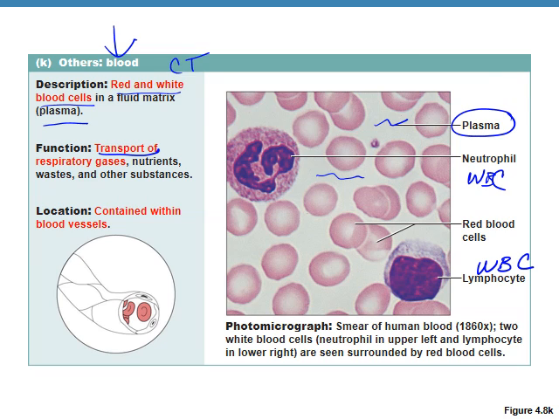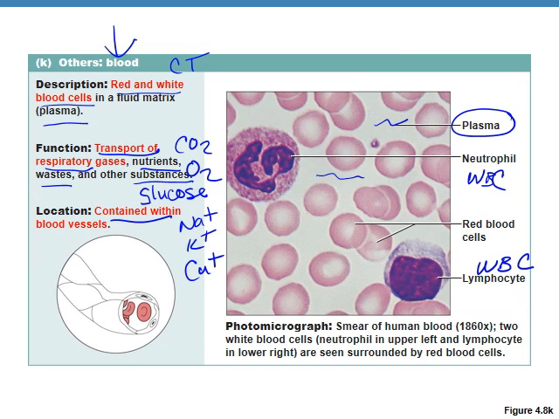What does blood do for us? It's going to transport these respiratory gases, when they talk about carbon dioxide and oxygen. It's also going to transport nutrients. We know this because we have glucose. Any sort of waste can be filtered through our kidneys or our liver. And then other substances, you might have some electrolytes, sodium, potassium, calcium. And where are you going to find blood? It's going to be contained within the blood vessels.